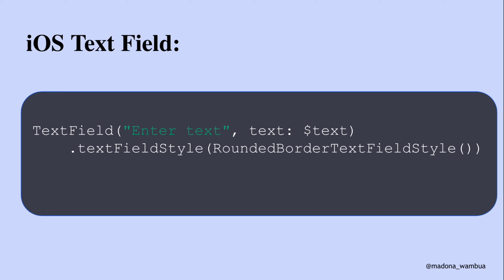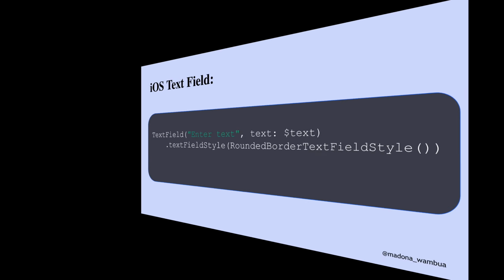So in this example, the text field component takes in a string parameter that specifies the label text that appears above the text field. The text parameter is used to manage the state of the text field. And then finally, the text field style modifier, I think of it as a modifier, is used to apply a rounded border style to the text field, because you see there we've said rounded border text field.